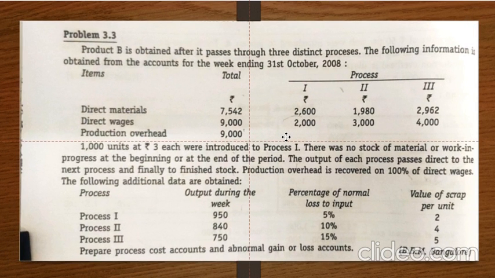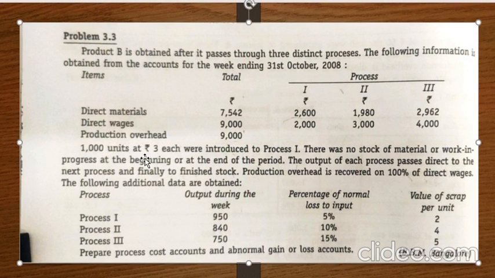So next is 1,000 units at rupees 3 each were introduced to process 1. This is the input for your process 1. So how many units? 1,000 units at rupees 3 each. There was no stock of material or work in progress at the beginning or at the end of the period. The output of each process passes direct to the next process and finally to finished stock. Production overhead is recovered on 100% of direct wages.